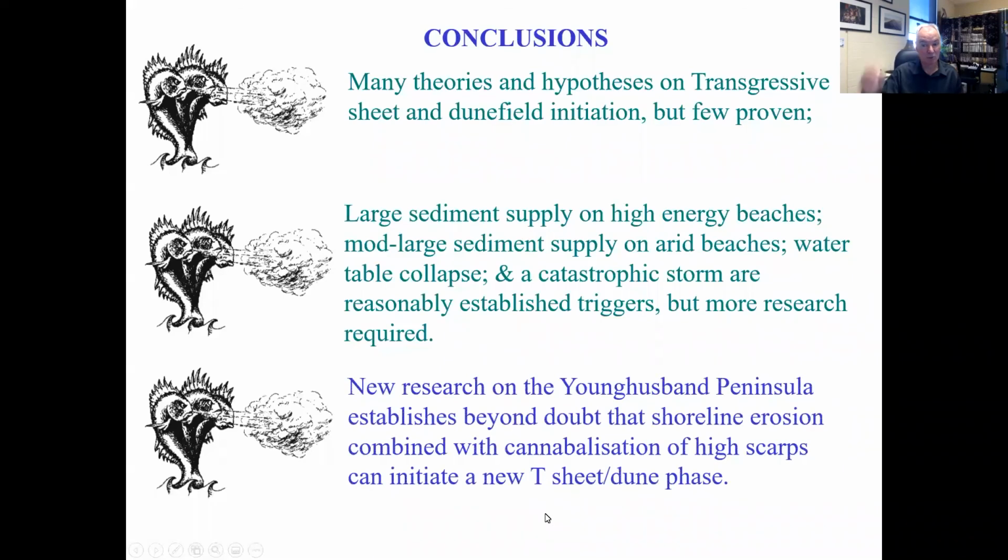And lastly, of course, the new research on the Younghusband Peninsula by Marcio establishes pretty much beyond doubt that shoreline erosion combined with the cannibalization of high scarps can initiate a new sheet Dunefield phase. But note, we completely eroded a 60-meter wide, 5-6 meter high foredune. We didn't make a transgressive Dunefield by that process. We only made it once we had a high scarp and started to cannibalize the scarp and the relic dunes.